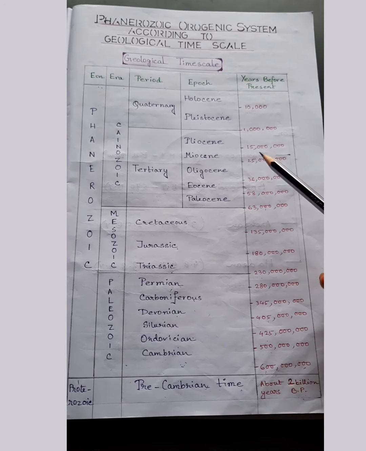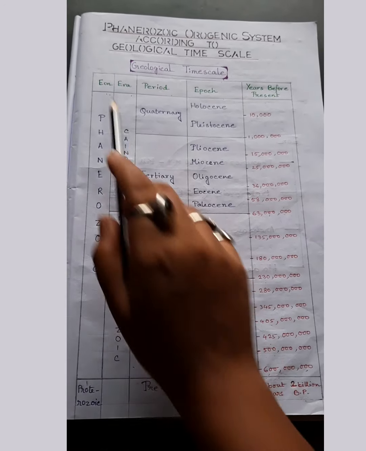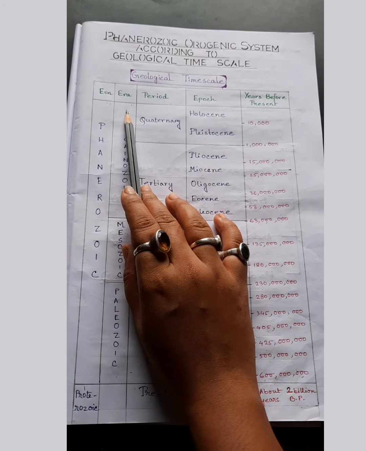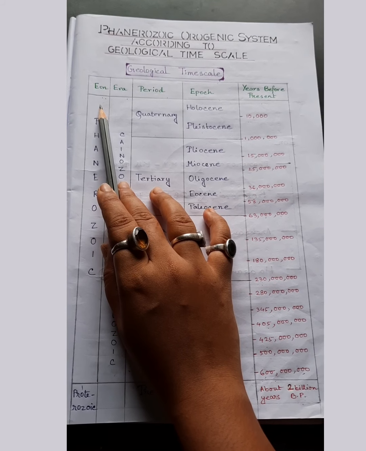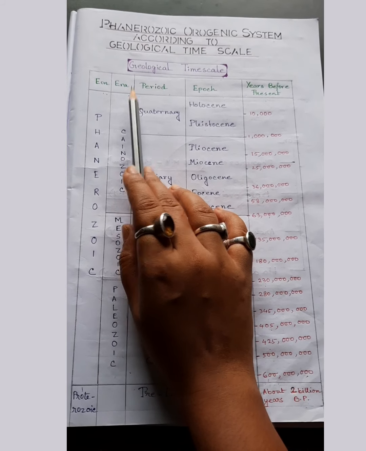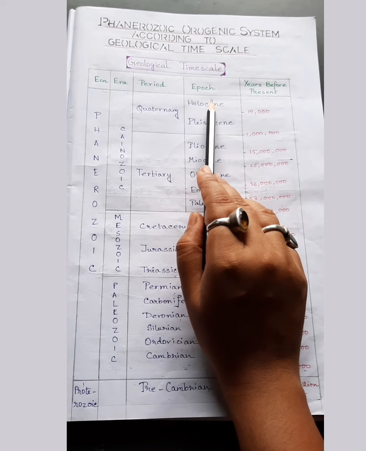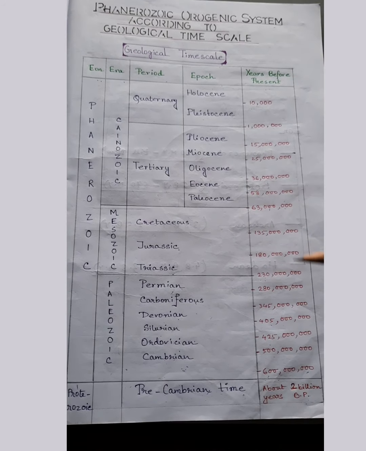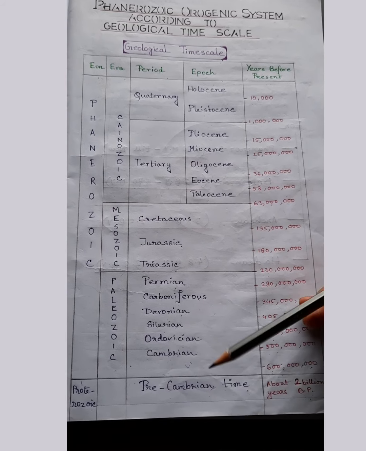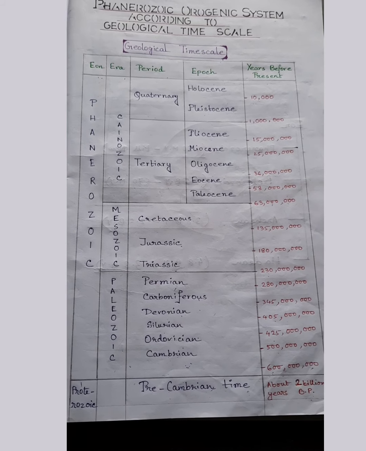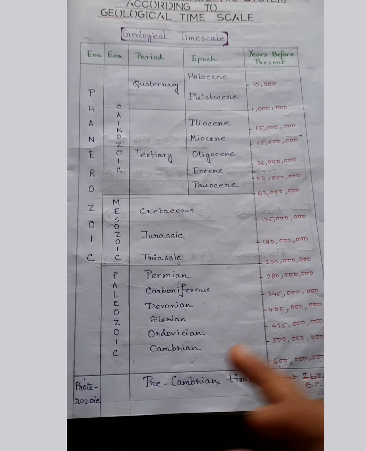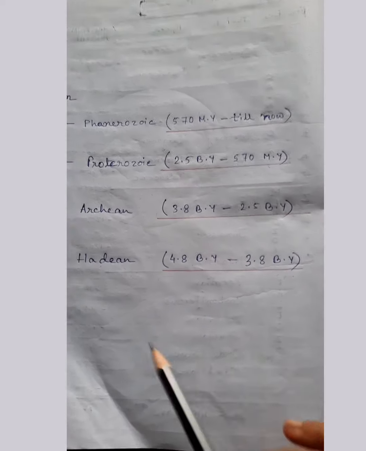First we will divide the total geological time scale according to this division. The major division is eon, then era, then period, then epoch, and years before present. These are the years according to which all these epochs and periods are divided. So we will go from the oldest to the newest. For that we'll focus on it.